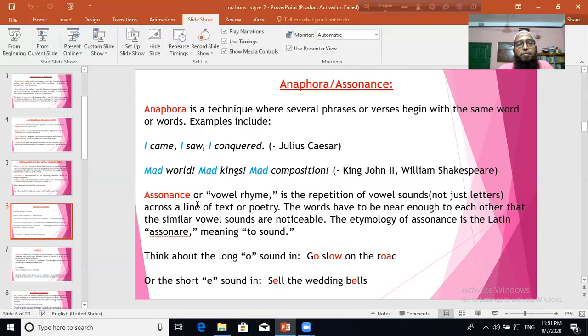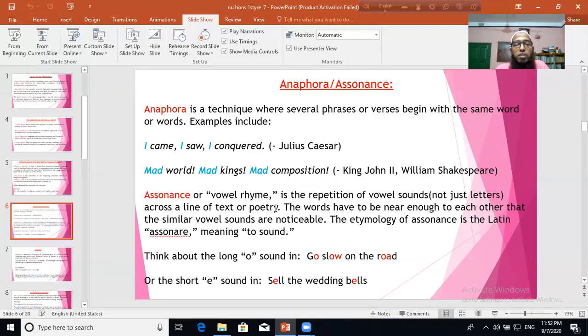What is assonance? It's like alliteration. We saw in alliteration that it is the repetition of consonant sounds, but in assonance you see vowel rhyme, the repetition of vowel sounds. So the repetition of consonant sound is alliteration, but assonance is the repetition of vowel sounds, not just letters. It's the repetition of sounds, not A, B, C, D. It's a, ba, ta, ka, like that.